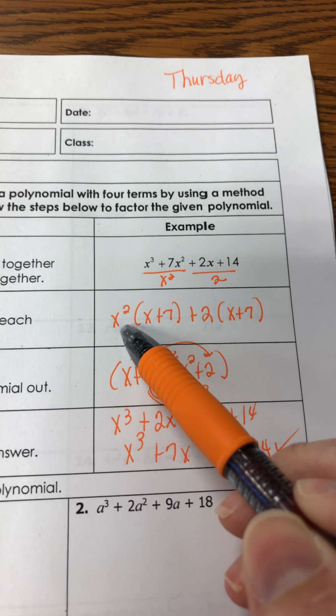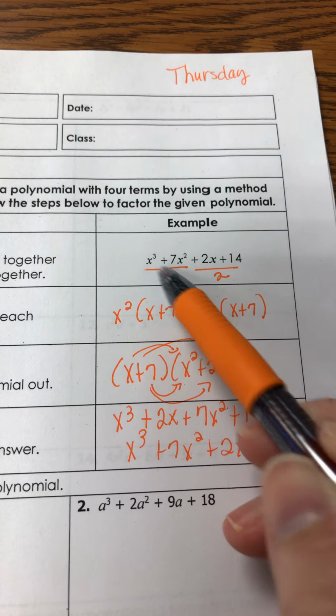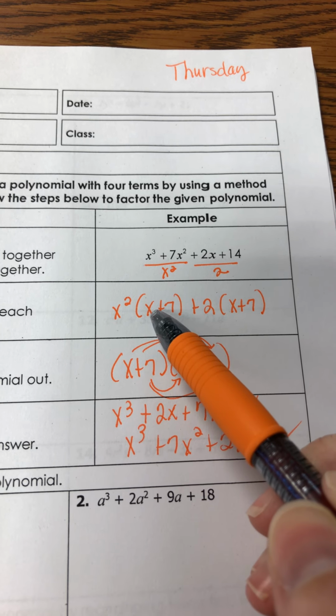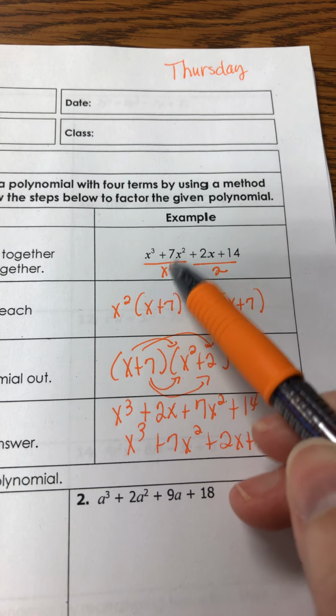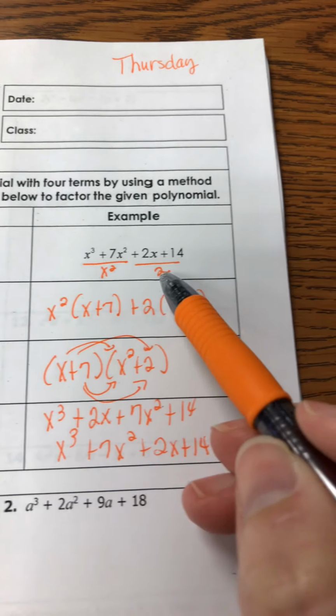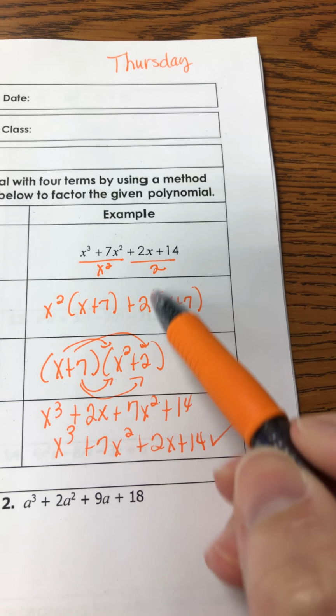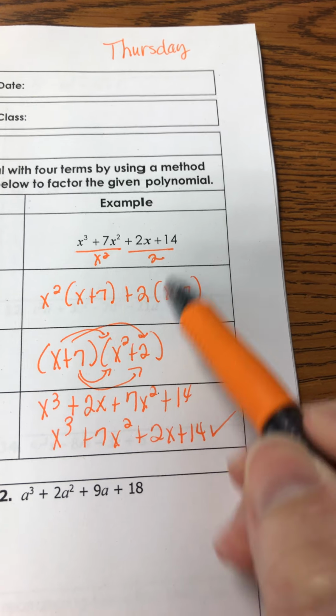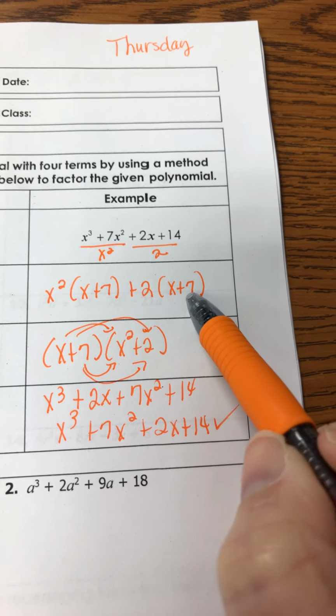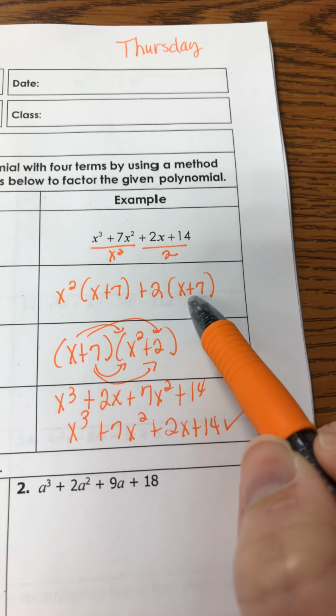So bring the x squared to the front and divide. 3 minus 2 gives me x to the first. These x squareds cancel out, leaving me with 7. Bring this 2 down. 2 divided by 2 is 1x, and 14 divided by 2 is positive 7. Do you see how your parentheses match?